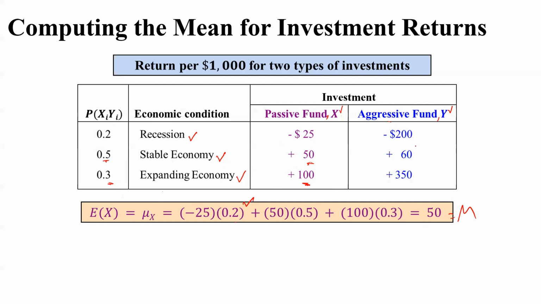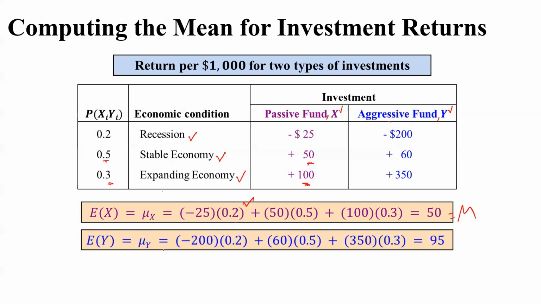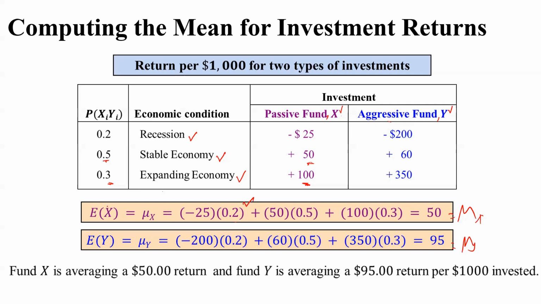Now, same thing for the aggressive fund, Y. So mu Y equals minus 200 multiplied by 0.2, plus 60 multiplied by 0.5, plus 350 multiplied by 0.3. You get 95. This is mu1, or mu x. First, you identify the expected mean of both investments. All right, now, next.